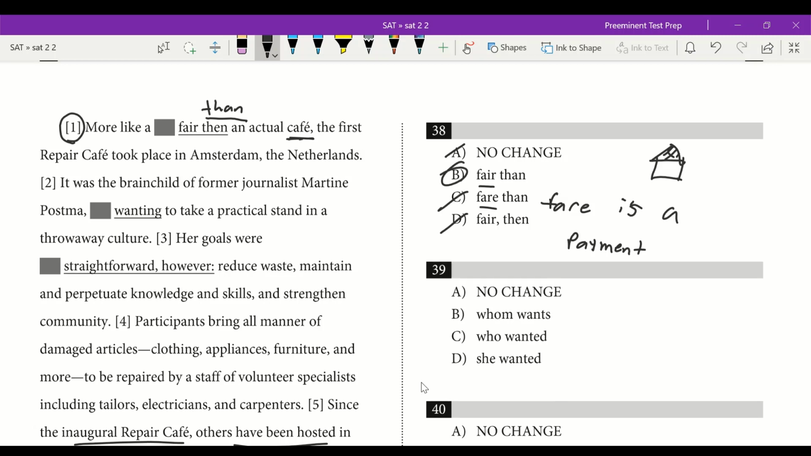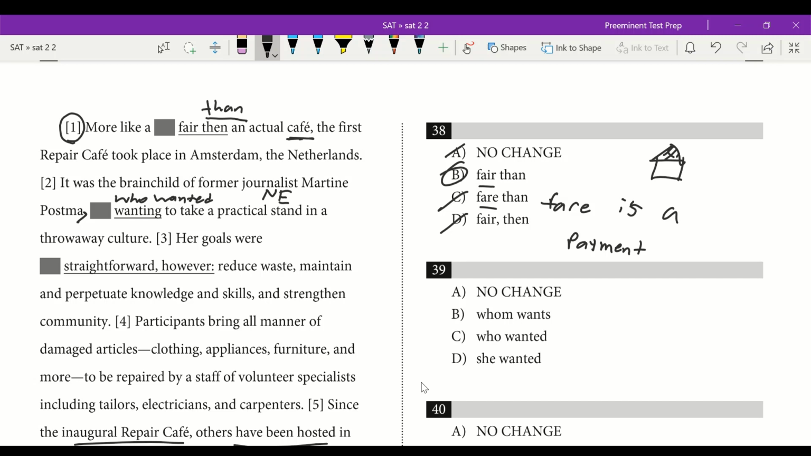The first repair cafe took place in Amsterdam, the Netherlands. It was the brainchild of former journalist Martien Postma, and then we have "wanting." But what do I see here? When I see it was the brainchild of former journalist Martien Postma, and then I see "wanting to take a practical stand," I know this is really going to be "who wanted to take a practical stand." And here's why. I know that after this is a non-essential phrase, right? So I'm just going to write NE.